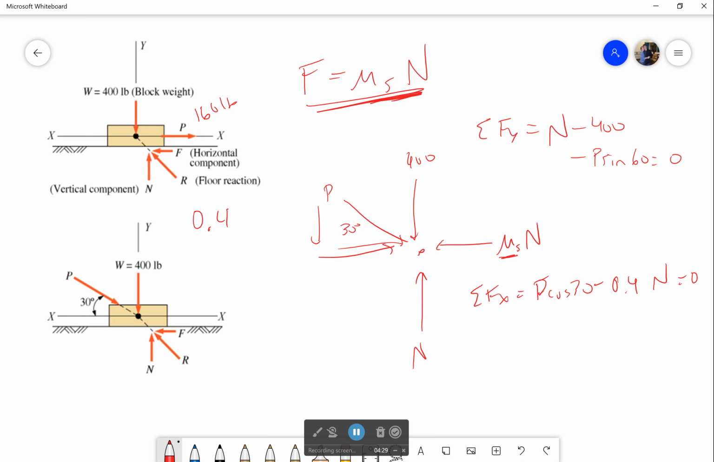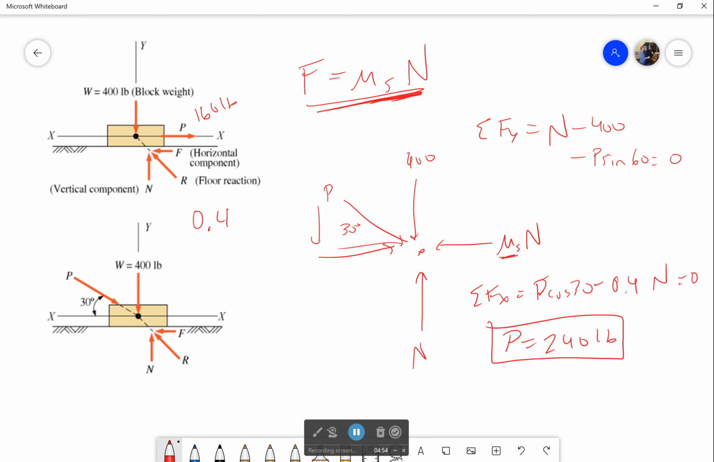So I have two equations, two unknowns, and if I solve for it, I really don't care about the normal force. It's not actually important for this. I'll get that my load is going to be equal to 240 pounds. Because it's pulling at an angle, and because that angle is actually causing more friction, it's going to take more force to get it to move.